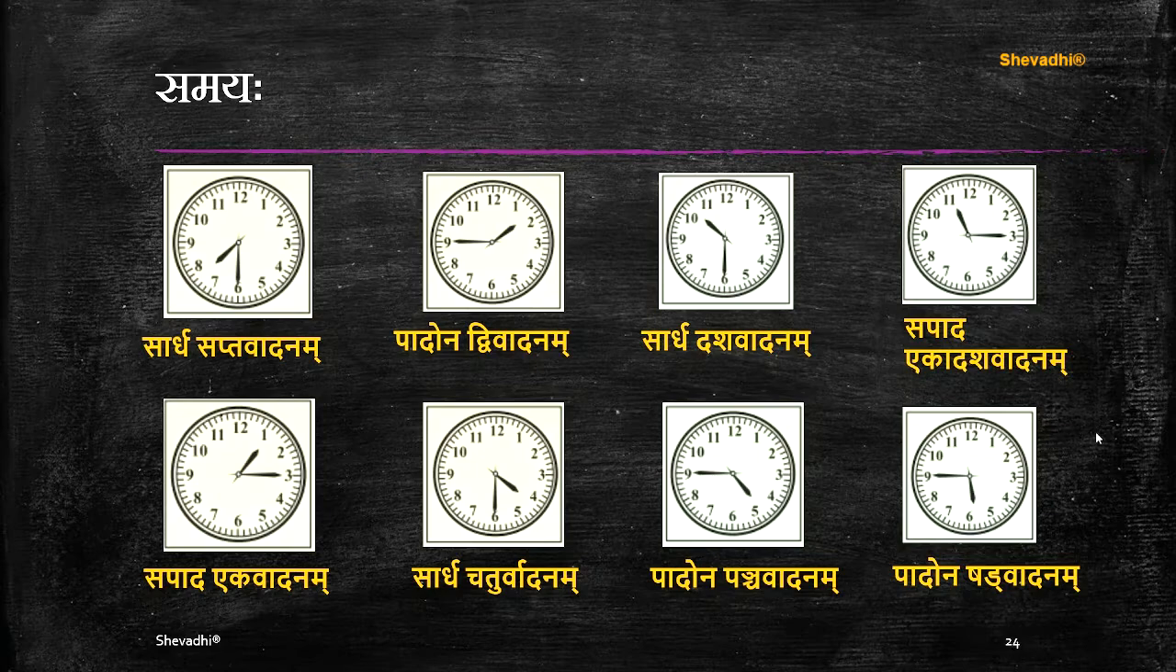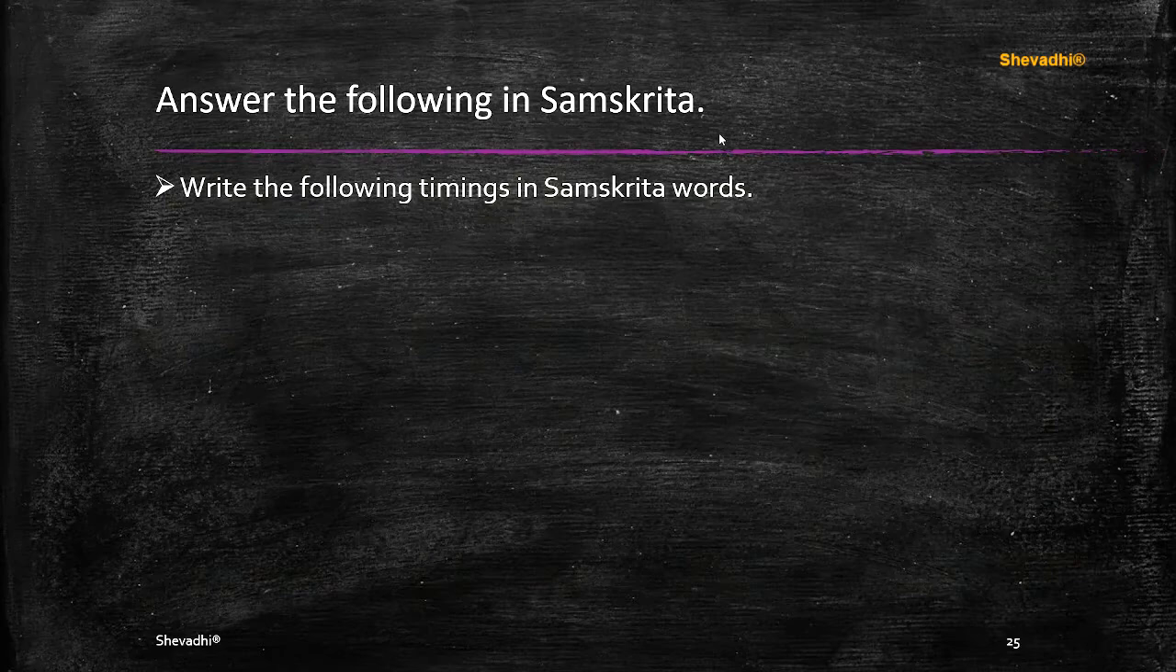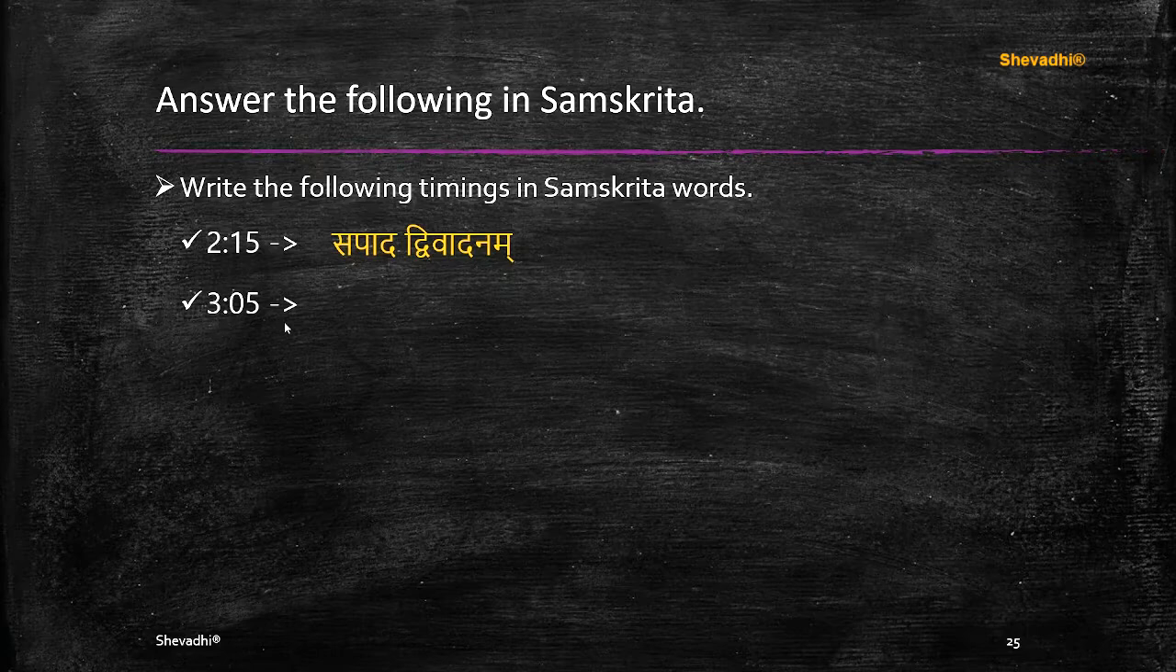Now let us do some exercise as revision. Answer the following in Sanskrita. Write the following timings in Sanskrita words. So first look at the time 2:15. For 15 we know it is Sapada and then the clock, right? 2 o'clock is Dvivadanam. So it becomes Sapada Dvivadanam. Next one, 3:05. So it is 5 minutes extra after 3, right? So Adhika. So it becomes Panchadhika Trivadanam. And 8:10.